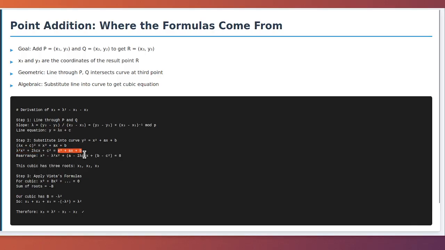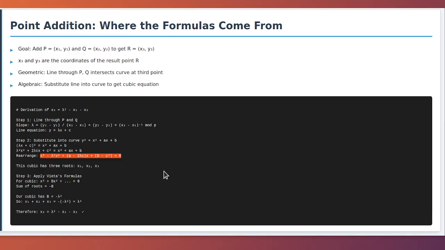Rearranging to standard form: x cubed minus lambda squared x squared plus (a minus 2 lambda c) x plus (b minus c squared) equals 0. This is a cubic equation in x, and it has three roots. The x-coordinates of our three intersection points, x sub 1, x sub 2, and x sub 3.